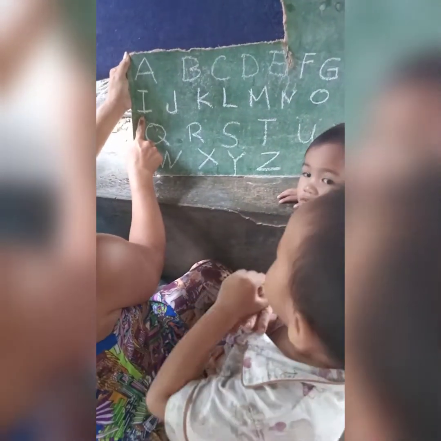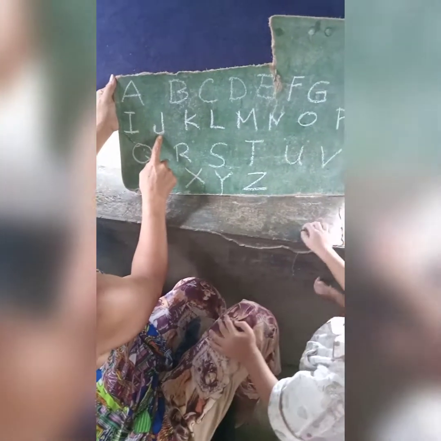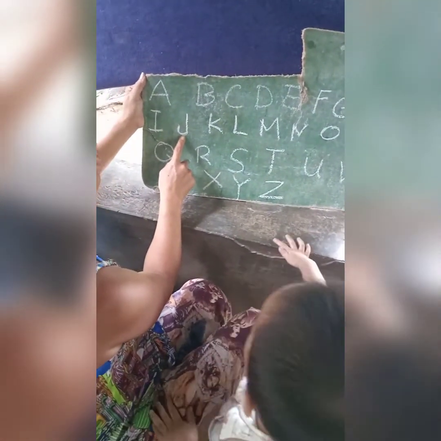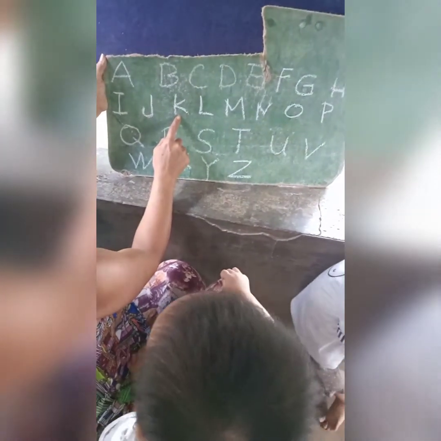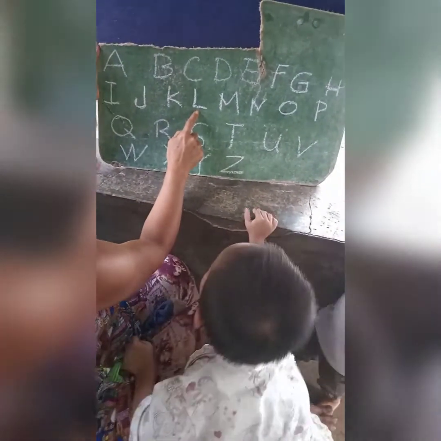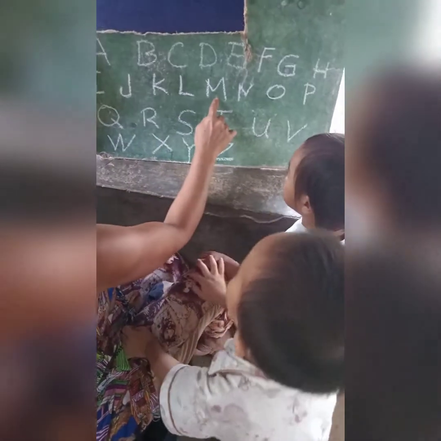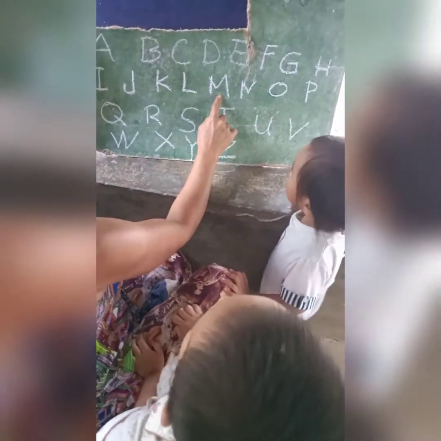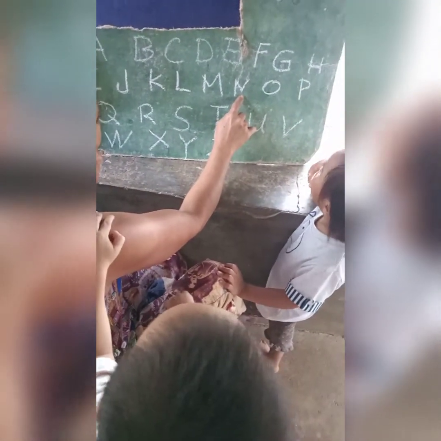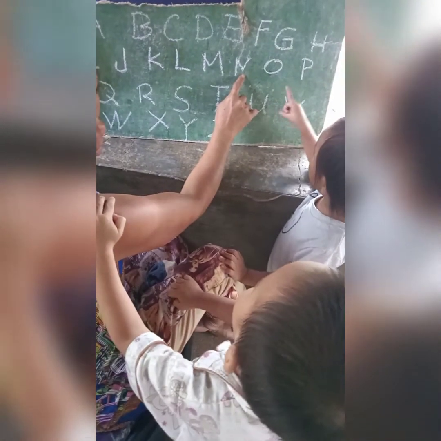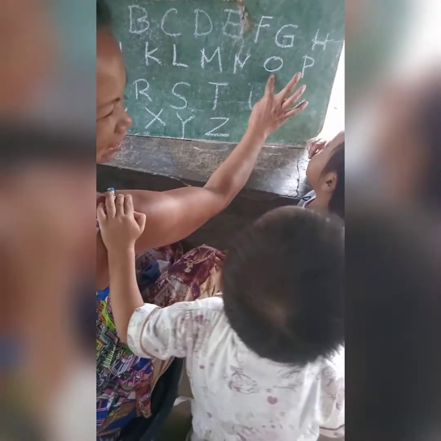What is this? Igloo. How about this? Jelly. How about this? K for kite. What is this? L for lion. Very good. How about this? M. Mango. How about this? N. Nose. Very good.